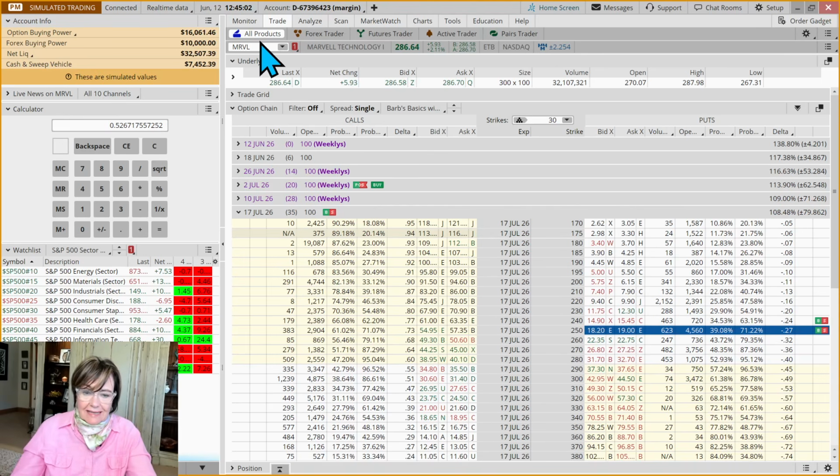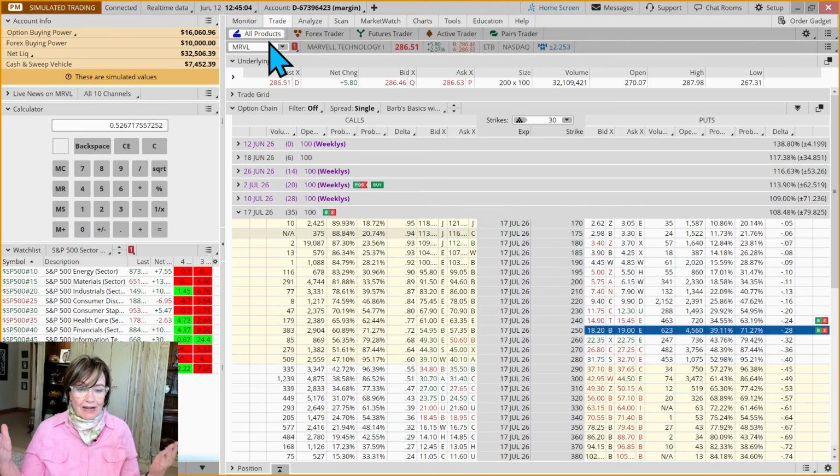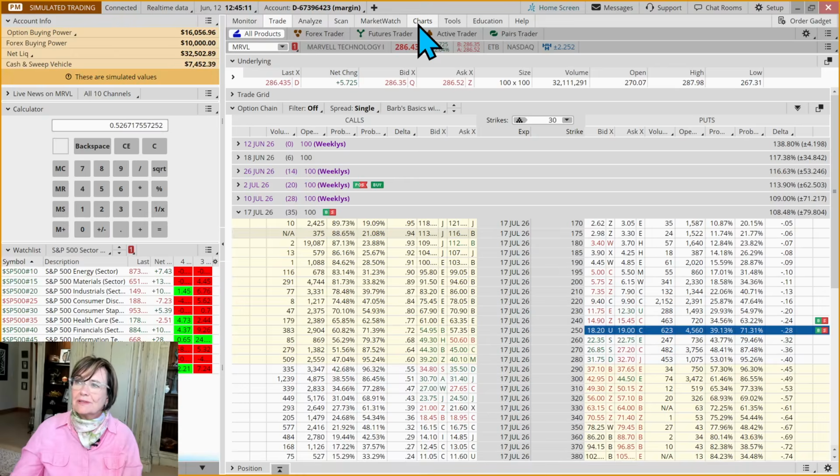So there's our example trade. There's an example trading plan. I hope you have found this helpful. And just keep in mind, this was for example purposes only.